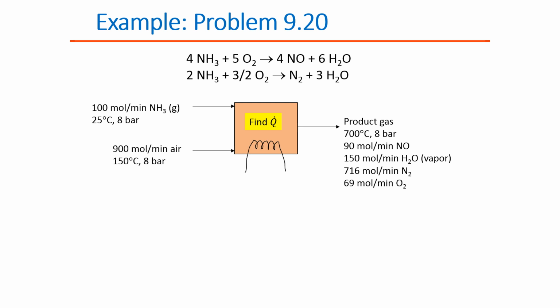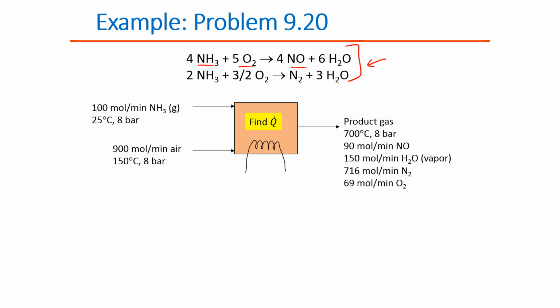Okay, so let's look at an example problem. Here we have two reactions. This is ammonia being oxidized with air to form nitric oxide, in the first step of the production of nitric acid. These are the two principal reactions that occur.